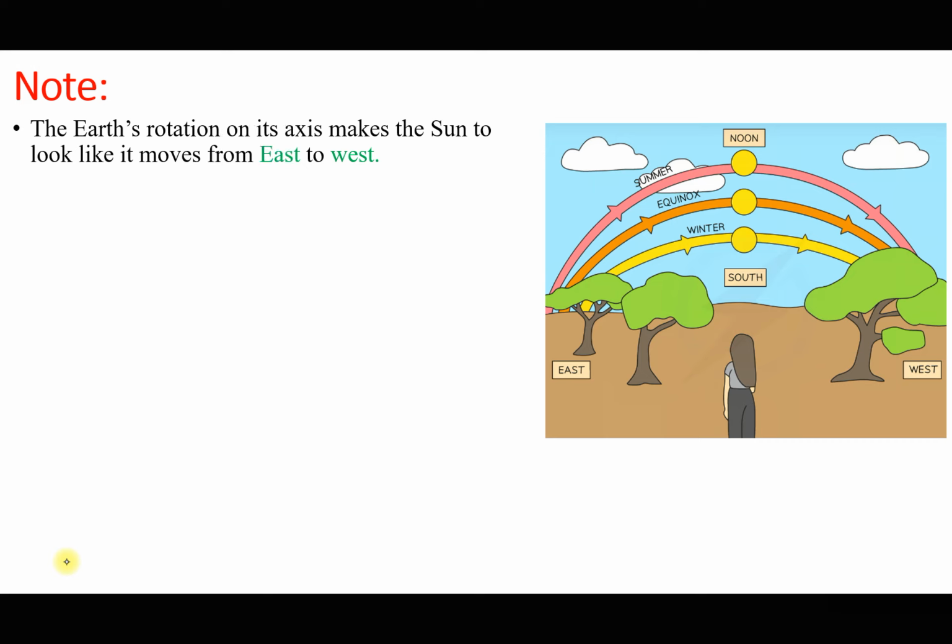One important thing we need to note from this: it is the Earth's rotation on its axis, which is from west to east, which makes the sun look like it moves from east to west. So it is an apparent observation.